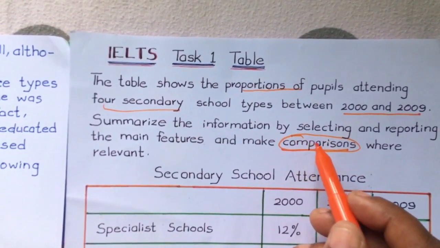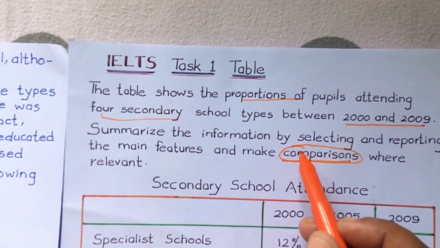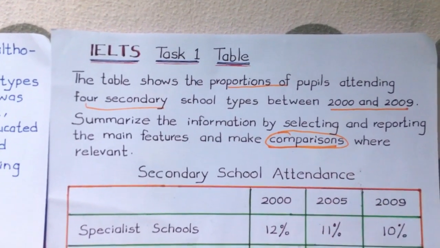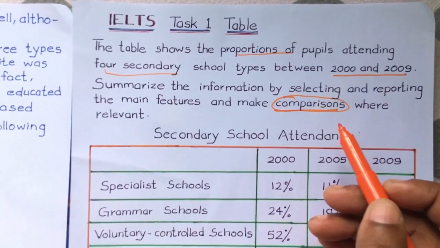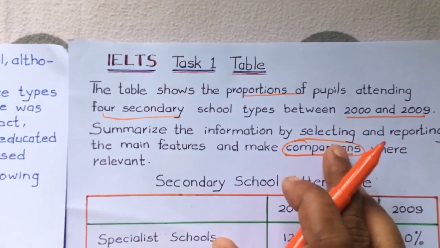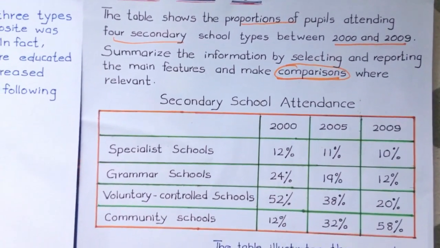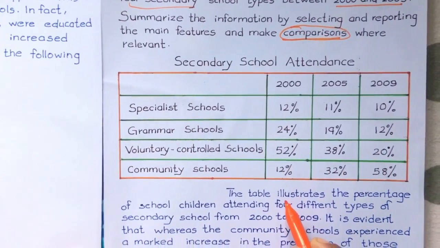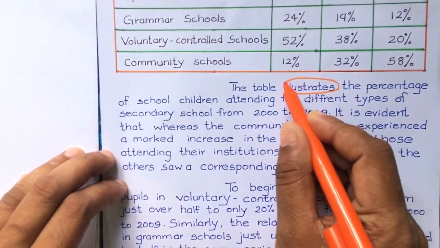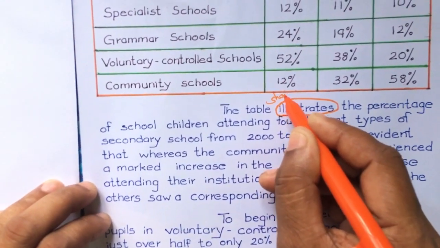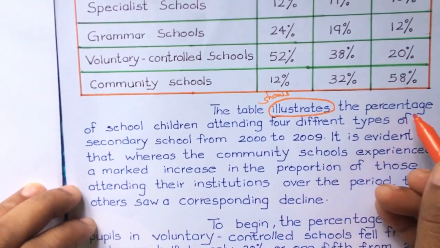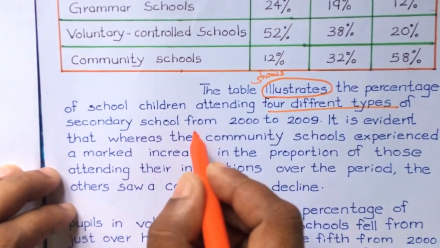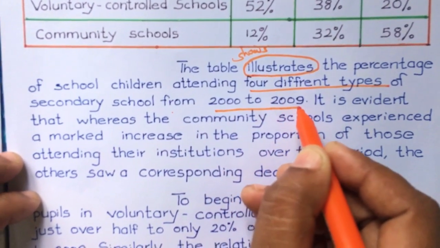In all of my IELTS videos, I always mention that when you write a task 1 essay, it is always best to use comparison. That is going to score you very high marks. You got it? So next time when you write, make a comparison. So let's see how you can write a comparison essay just using a table. The table illustrates. I always say this word: instead of shows, use illustrate. The table illustrates the percentage of school children attending 4 different types of secondary school from 2000 to 2009.